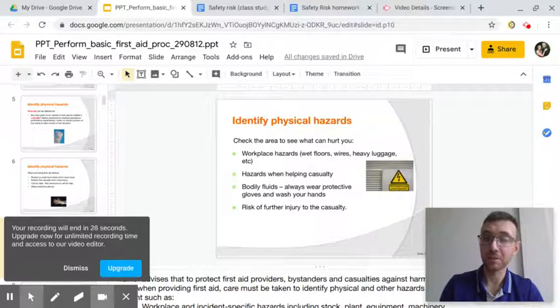Bodily fluids. If the person is sick, do not touch their fluids. And the risk of further injury of the casualty. So always think about the person you're trying to help. Try not to move them too much. But always try to protect them as well as yourself.